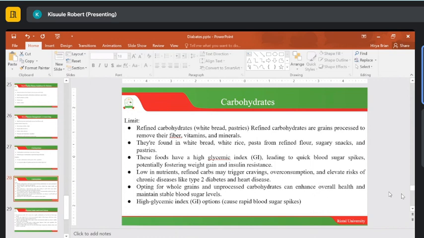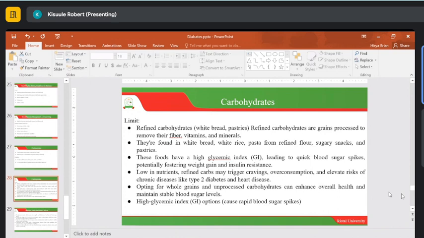Now even the brand has been removed, all the outer covering has been removed, and we know the more you peel a food, or the more you take out from a food, the more you're losing the minerals and the nutrients contained in that food. And we are saying they are found in white bread, white rice and pasta, the refined flour, the sugary snacks, and also the pastries. And we are saying these foods have a high glycemic index, like I told you, which leads to quick blood sugar spikes, potentially fostering weight gain and insulin resistance. Also, we are saying they are low in nutrients.